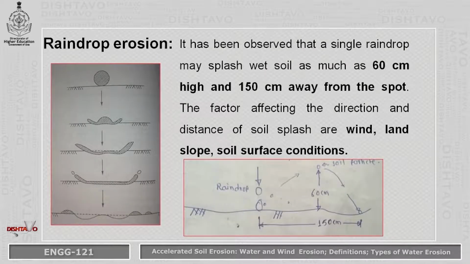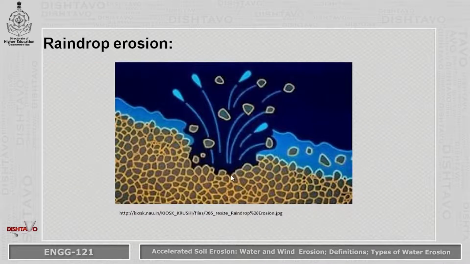In this diagram, it is explained, once the drop comes, it breaks, and the soil is detached from its original position and deposited to some other position. The maximum height of the soil particle from ground level is around 60 centimeter, and the lateral movement of the soil particle due to this raindrop erosion is up to 150 centimeter, meaning 1.5 meter. As shown in this photograph, the raindrop causes this detachment and then transportation and deposition of the soil particles.